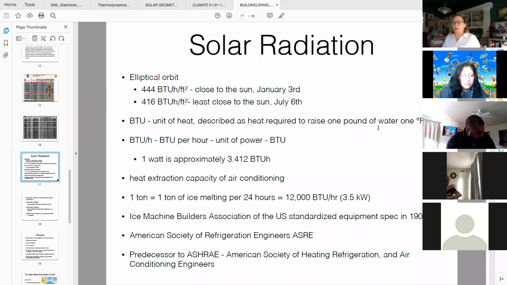And in the rest of the world's metric, that's called a watt. And 1 watt equals approximately 3.412 BTUs per hour. If you're ever going to try and remember this number, which you don't have to, you can always look it up. But if you're doing a lot of calculations, if you're an engineer, you would probably need to know that.